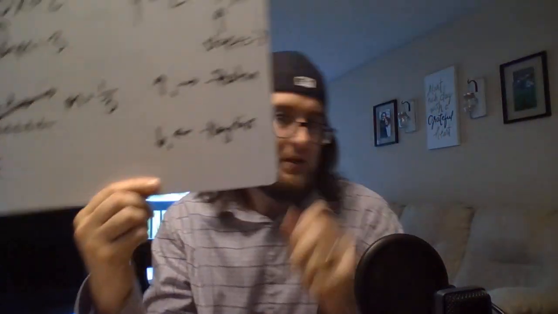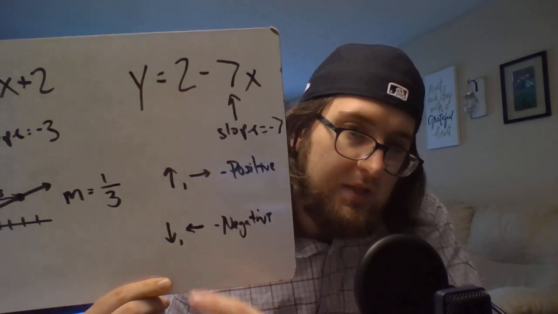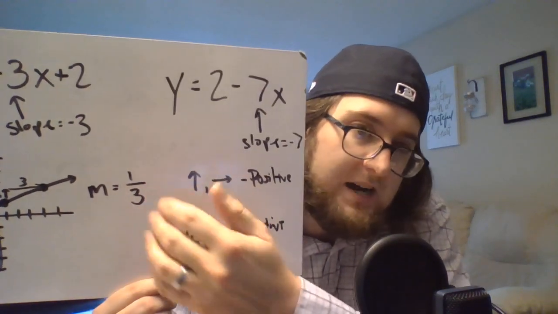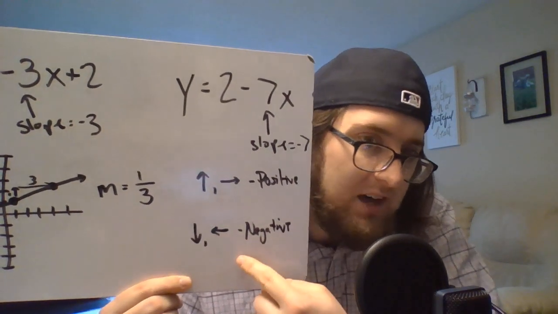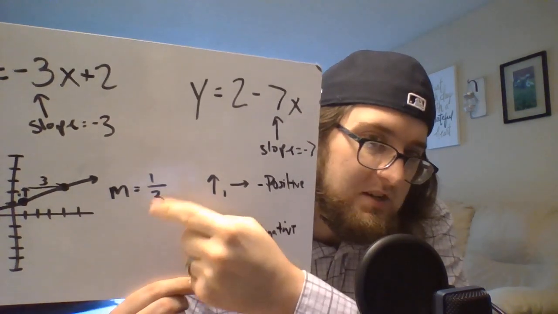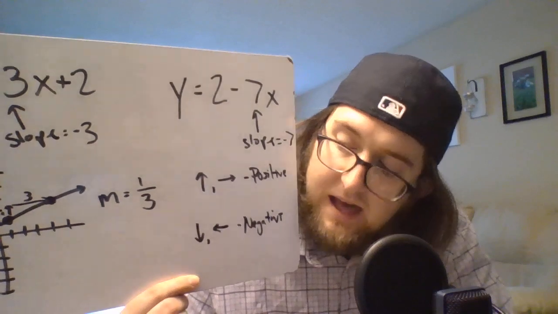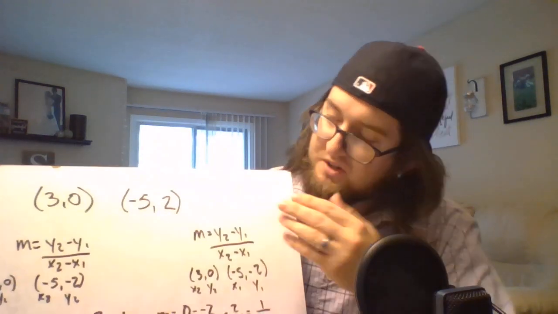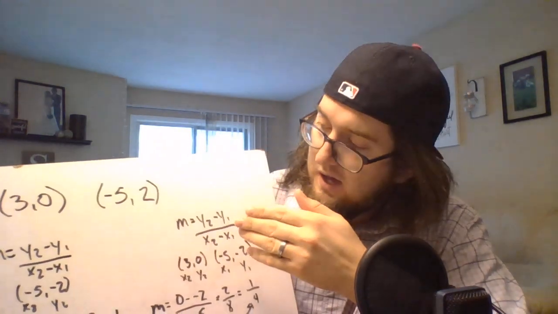And I wrote this little cheat sheet over here to remind you that up and right are positive directions. So when you're putting in the fraction, those will be positive. If you go down or left, those are negative directions. So you would put negatives in the fraction if you were doing that. Okay? And then, when you're given two coordinates, for example, 3, 0 and -5, 2.